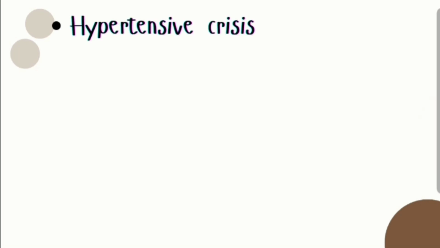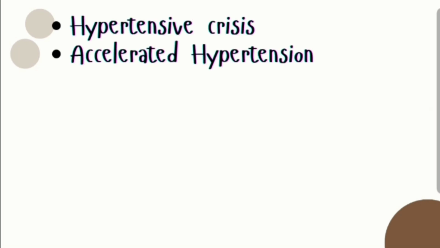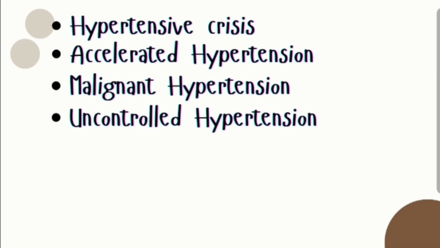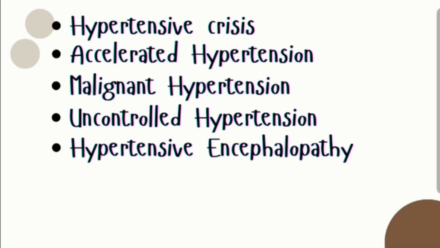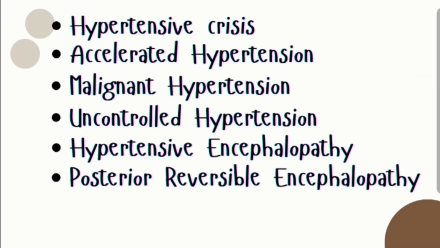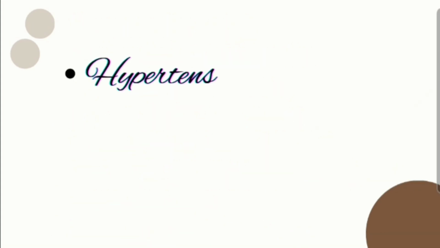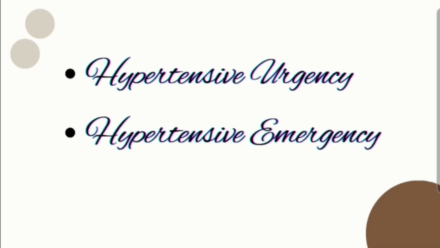Since past, there have been a lot of terms describing various forms of acute hypertensive presentations, which include hypertensive crisis, accelerated hypertension, malignant hypertension, uncontrolled hypertension, hypertensive encephalopathy, posterior reversible encephalopathy syndrome, hypertensive urgency, and hypertensive emergency. But today we will discuss these two terms, that is hypertensive urgency versus hypertensive emergency.